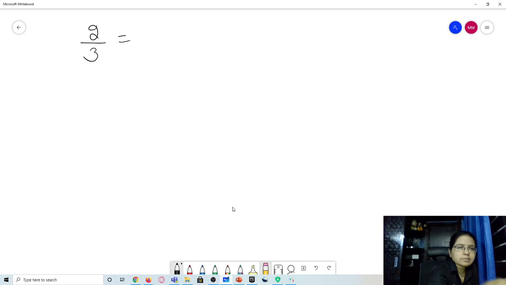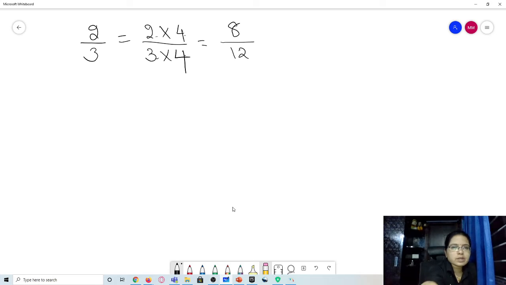2 divided by 3. Equivalent fractions of 2 divided by 3: suppose we multiply the numerator 2 with 4, then we have to multiply the same number with the denominator also. That is, we multiply the numerator with 4, so we have to multiply the denominator 3 also with 4. So 2 multiplied by 4 is 8 and 3 multiplied by 4 is 12. So 8 divided by 12 is an equivalent fraction of 2 divided by 3. So 2 divided by 3 and 8 divided by 12 are equivalent fractions. Both are equivalent.